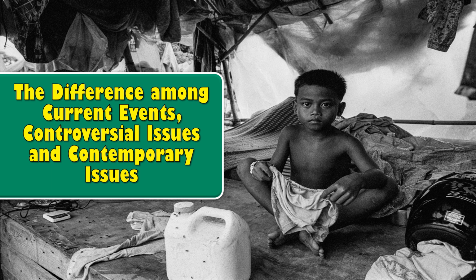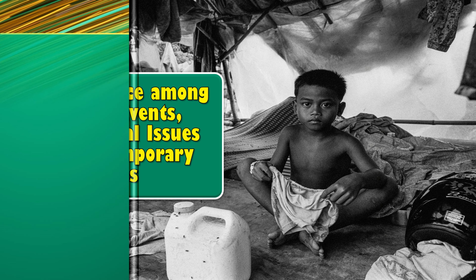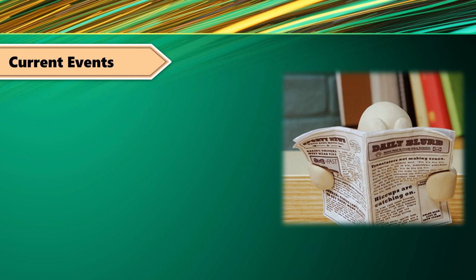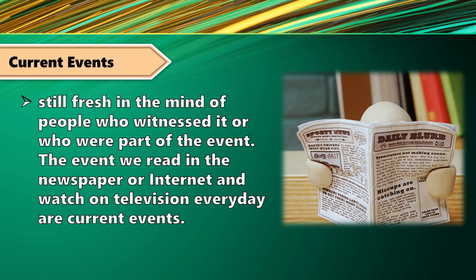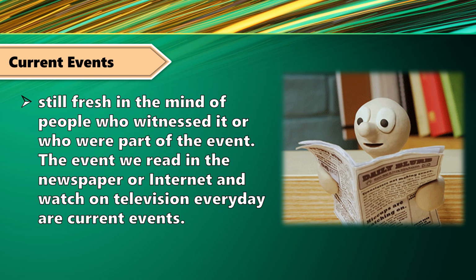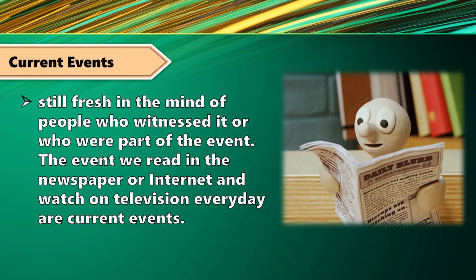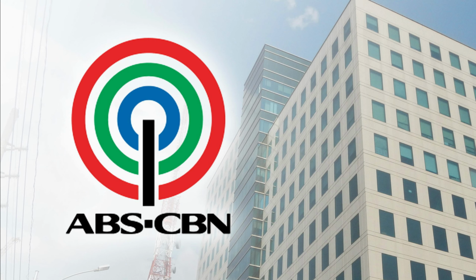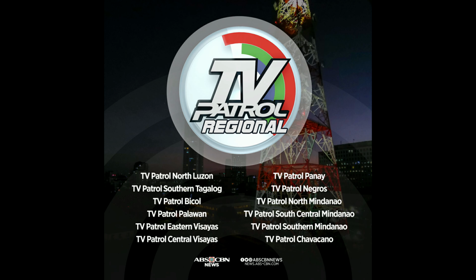The second part of our discussion is the difference among current events, controversial issues, and contemporary issues. The first one is current events. An event is current if it is still fresh in the mind of people who witnessed it or who were part of the event. The events we read in the newspaper or internet and watch on television every day are current events. An example of a current event is the closure of ABS-CBN's regional network group.